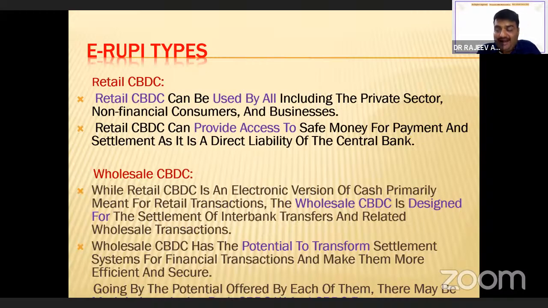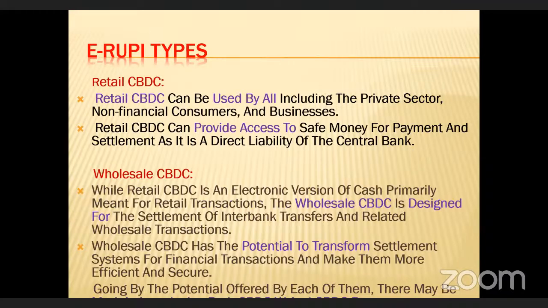Now whenever you are doing a bank transfer, suppose I purchase something from the US or UK, and I want to pay them in Indian rupees, there is a cost of transfer. There is a transaction cost of converting rupees into dollars. With this, that cost will come down. Wholesale CBDC has the potential to transform the settlement system for financial transactions and make them more efficient.